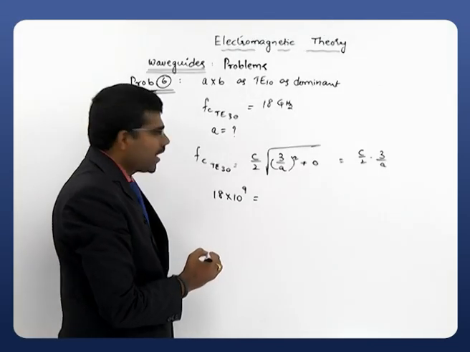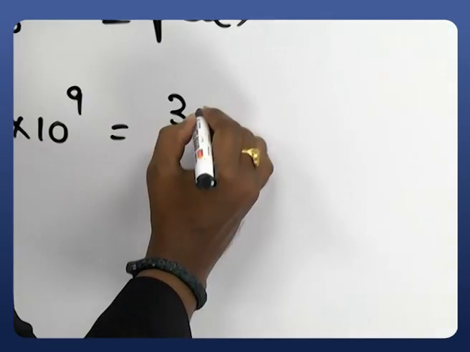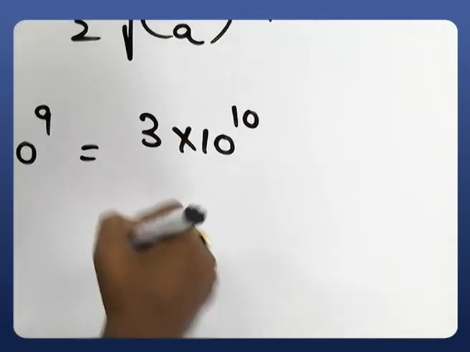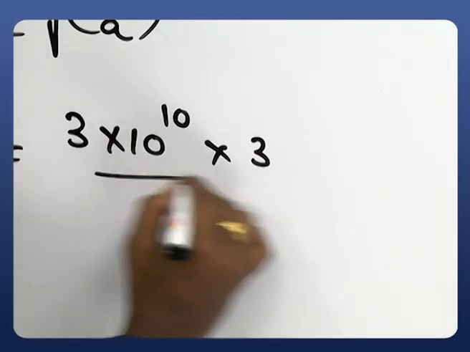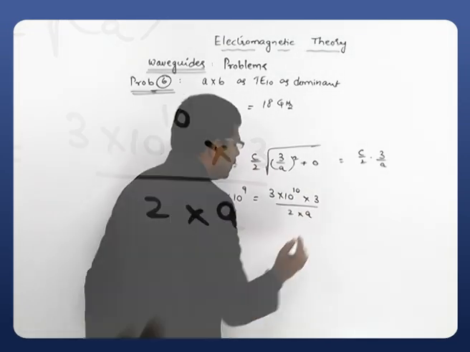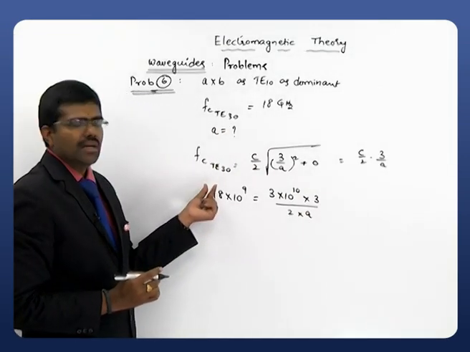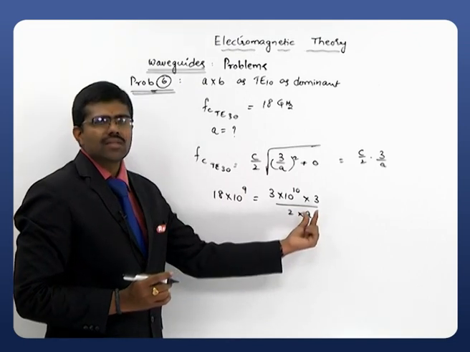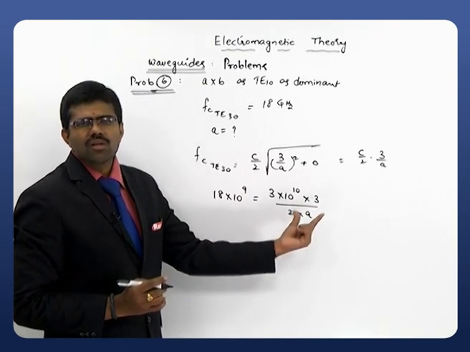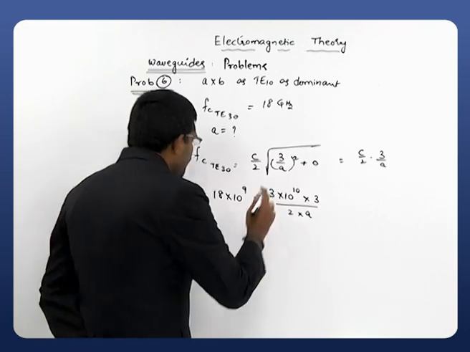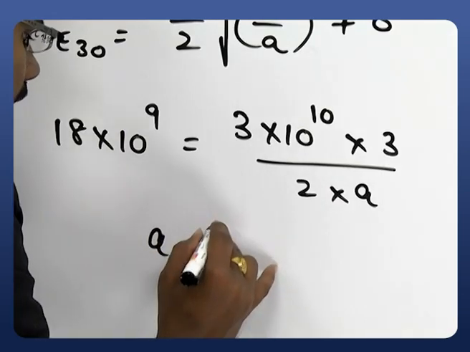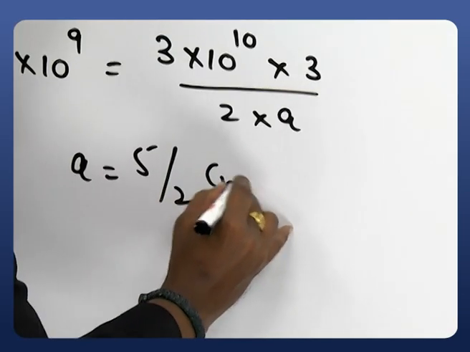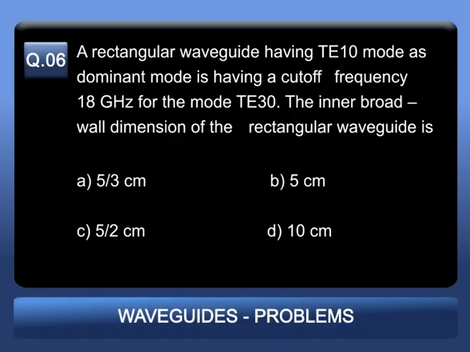That's 18 gigahertz, which is equal to C, 3 into 10 power 10 centimeter per second, into 3 divided by 2 into a. Just bring this a to the left hand side and this entire term to the right hand side, then you will get the broader dimension of our rectangular waveguide. After simplification, what you will get is a is equal to 5 by 2 centimeter. This is available in option C. So very simple problem. The answer is option C.